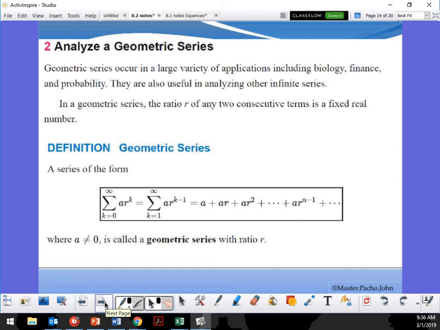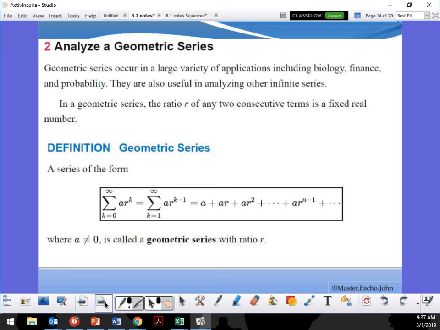All right, so analyze a geometric series. Geometric series occur in a large variety of applications, including biology, finance, and probability. They're also useful for analyzing other infinite series. In a geometric series, the ratio r of any two consecutive terms is a fixed real number.